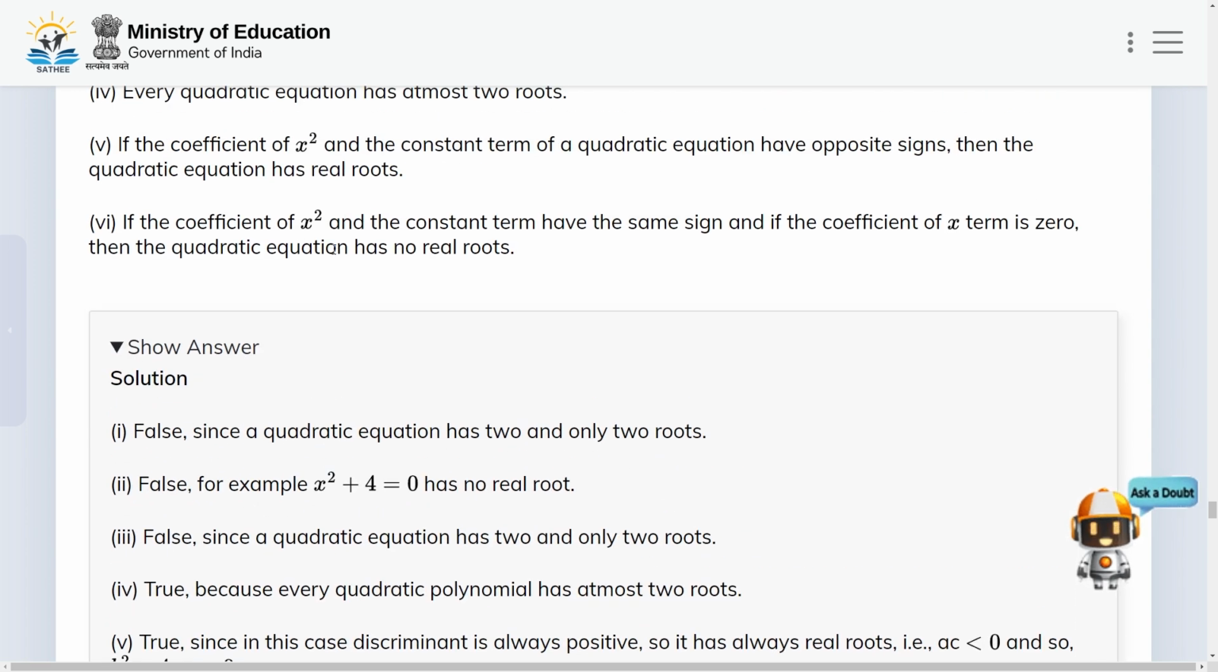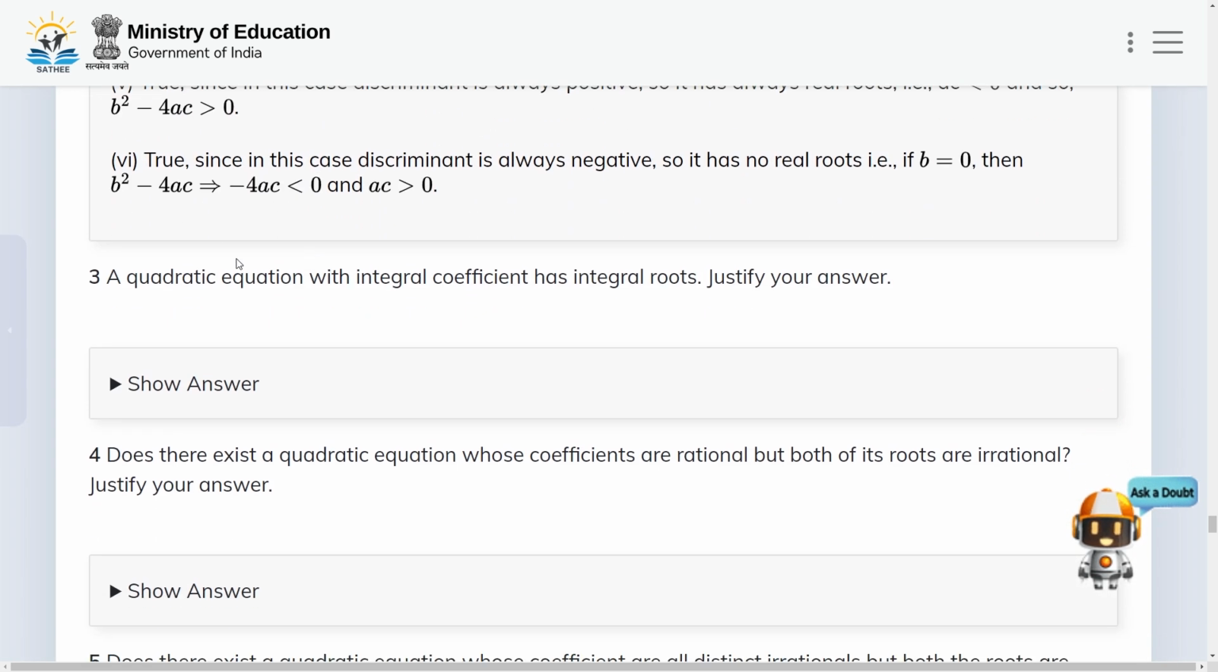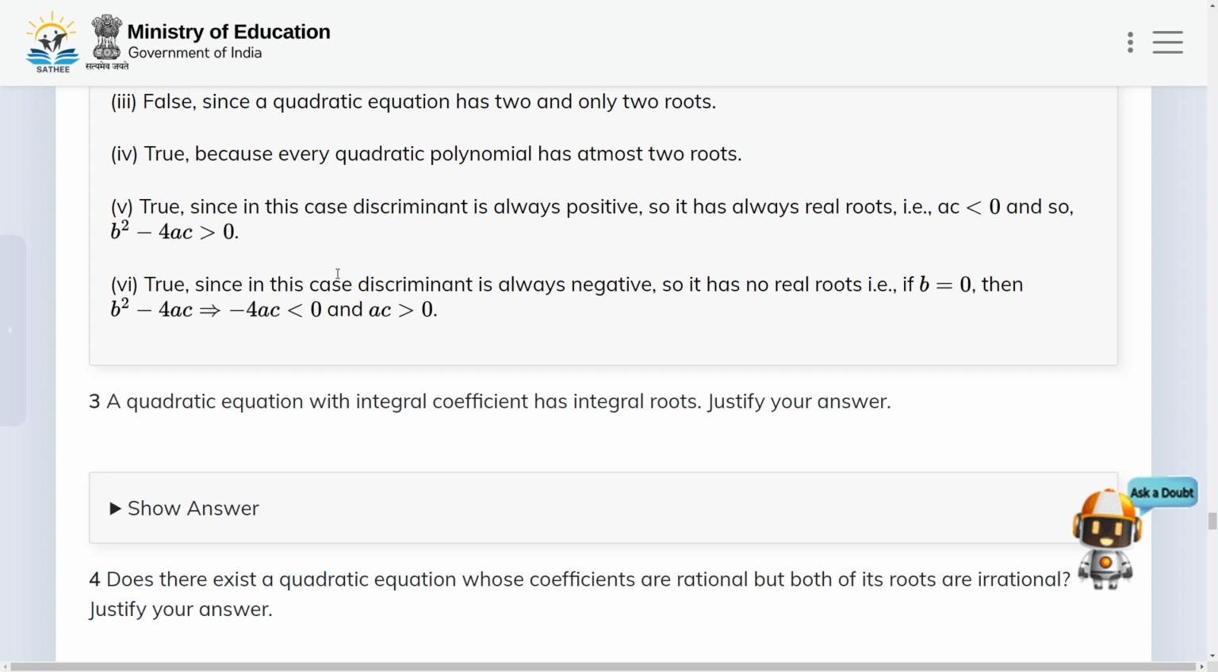And the sixth one: if the coefficient of x square and the constant term have the same sign, and the coefficient of the x term is 0, then the quadratic equation has no real roots. This statement is also true, since in this case the discriminant is always negative, so it has no real roots. That is, b is equal to 0, then b square minus 4ac is minus 4ac, that is less than 0, and ac is greater than 0.